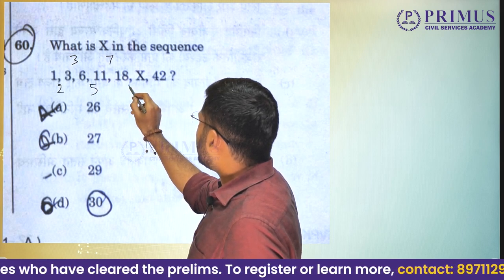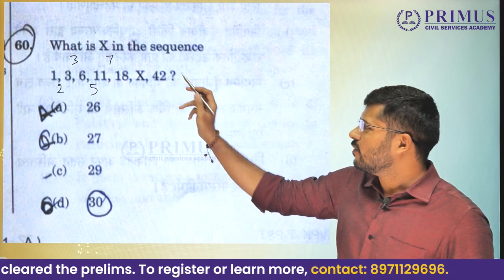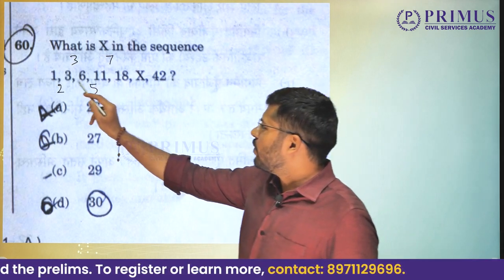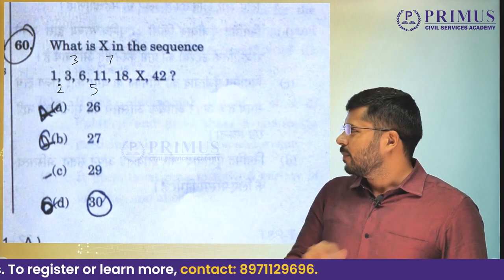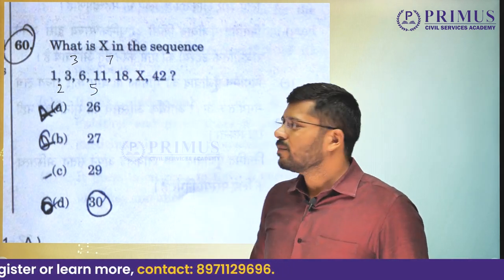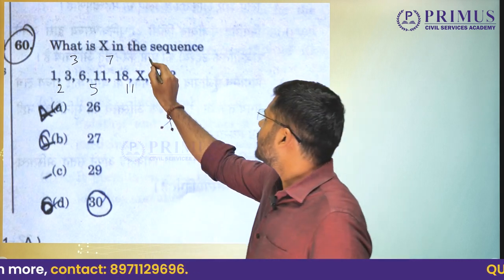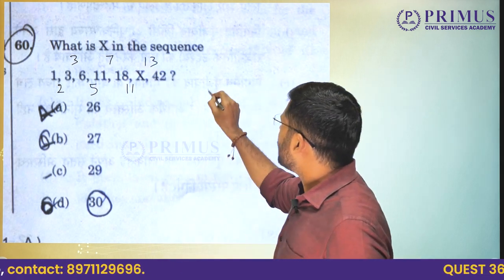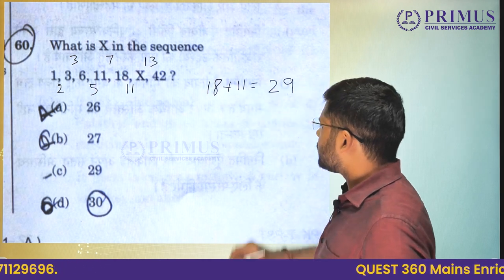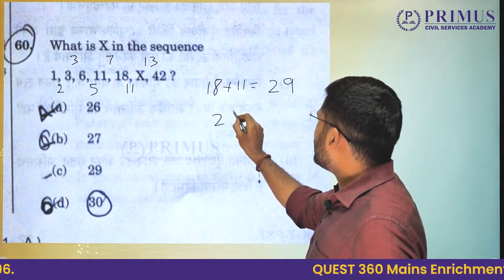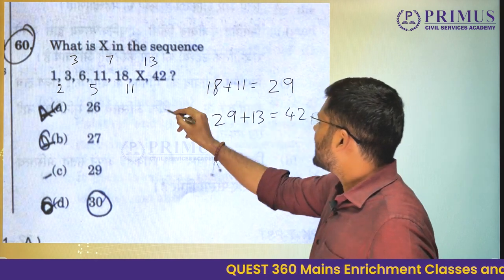And combinedly, we do not know the difference between 18 and X and 42. But is there any pattern between 2, 3, 5, 7? Yes, they happen to be consecutive prime numbers. So what prime number comes after 7? It is 11. And what prime number comes after 11? That is 13. So what is 18 plus 11? It is 29. Then what is 29 plus 13? 29 plus 13 is 42. So everything checks out here.